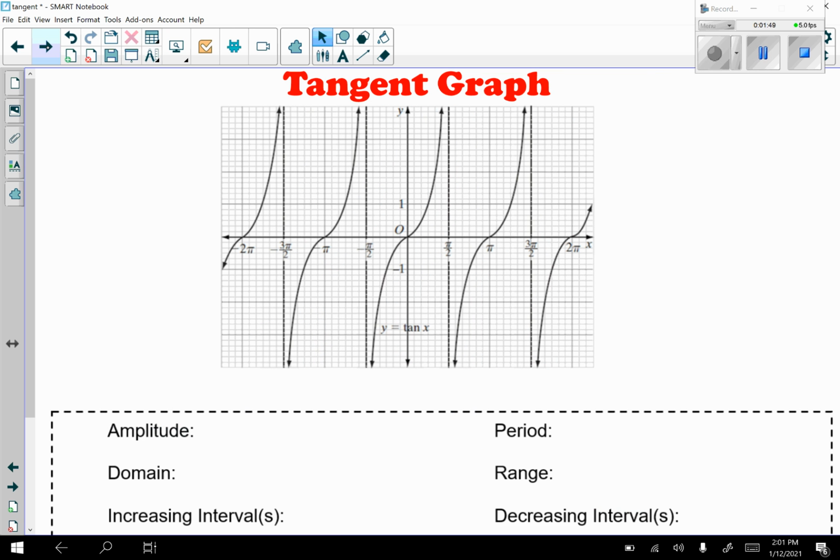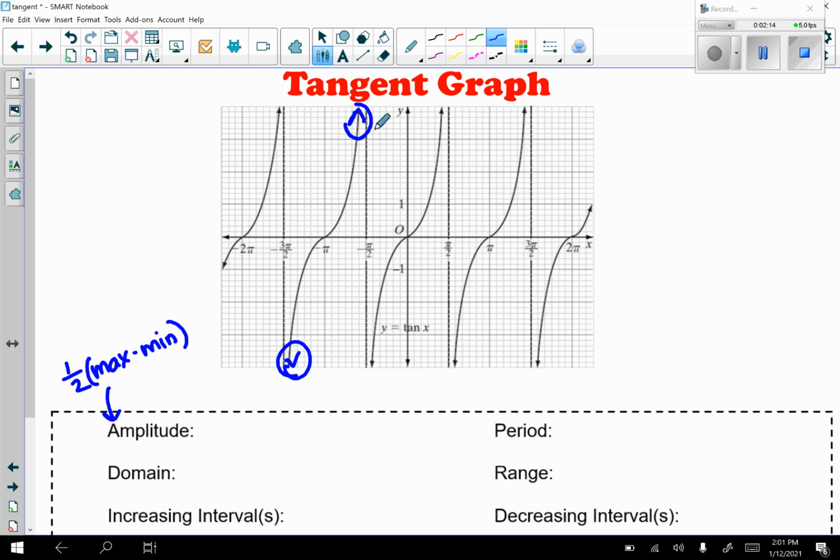Like I said, there are going to be some questions about characteristics of our tangent graph. So let's go through some basic information here. Amplitude, remember, in a formula is half your max minus your min. But if you notice, there are arrows on the ends of my graph. So this graph of tangent approaches infinity and negative infinity, meaning there's no maximum and there's no minimum. So if there's no maximum and no minimum, there's also no amplitude.